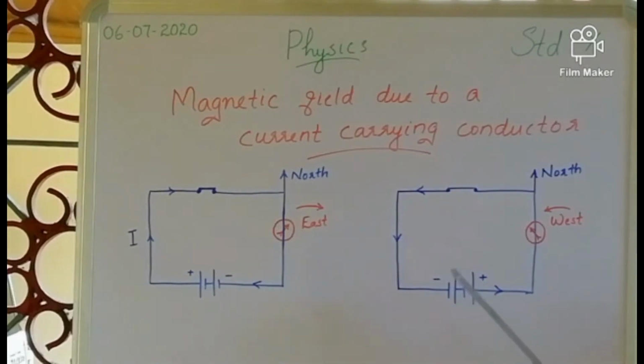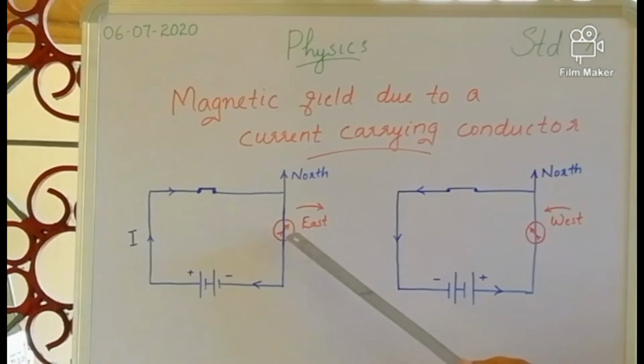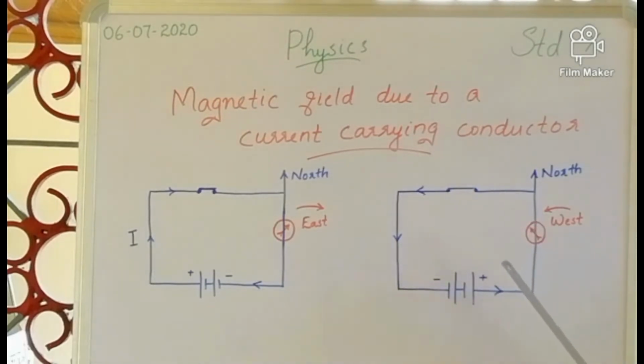How can we reverse the direction of current? By changing the terminals of the battery in the circuit. That is, the positive and negative terminals are connected the other way around. So, when current passes through a straight wire, a magnetic field is produced around the current carrying wire which deflects the compass needle. When the direction of the current is changed, the direction of the magnetic field also changes, which deflects the compass needle in the opposite direction.